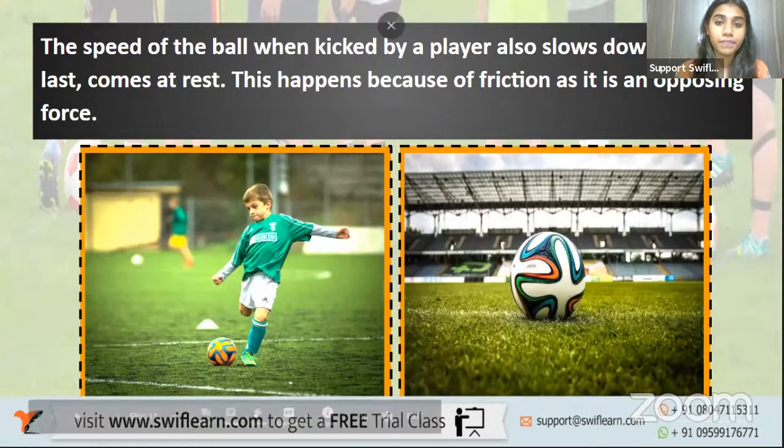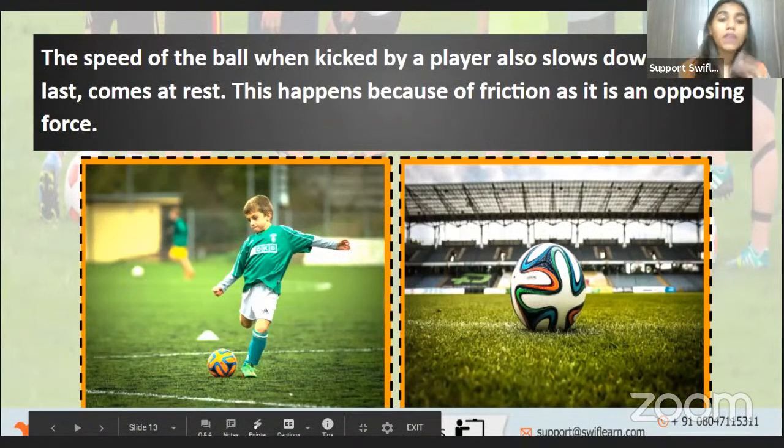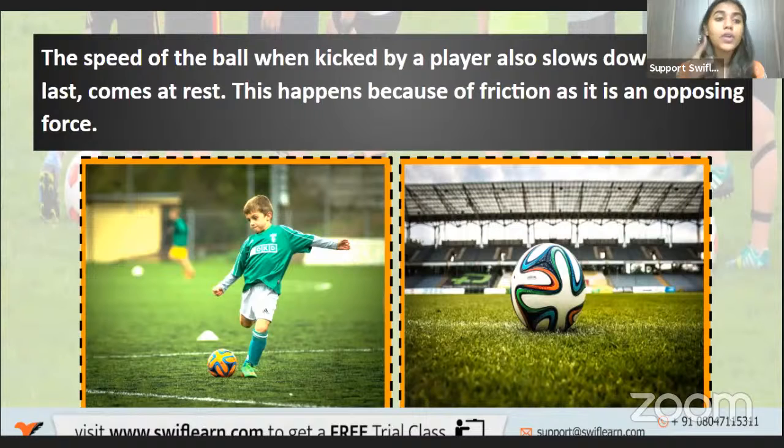Moving ahead, now this is the example that I gave you earlier. Now the speed of the ball slows down. After you kick it, it starts rolling. After some time, the speed of the ball slowly slows down and gradually it will come to rest. Why does this happen? This happens because of friction, as it is an opposing force. Moving ahead.